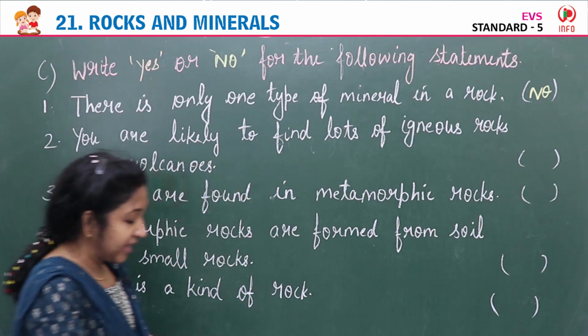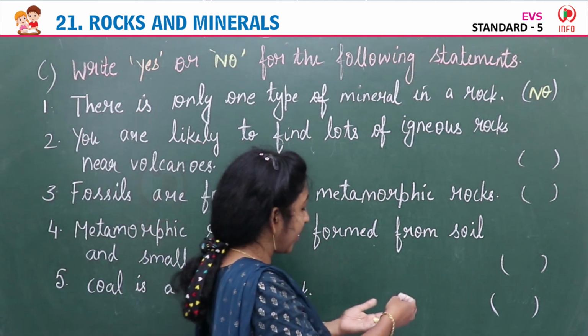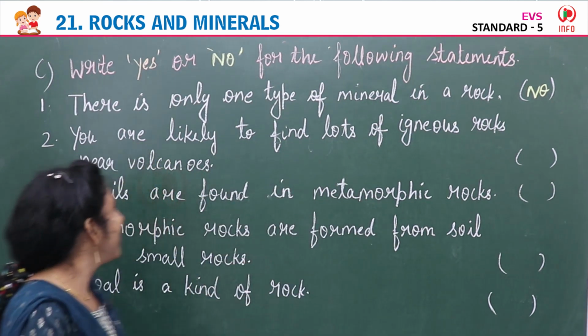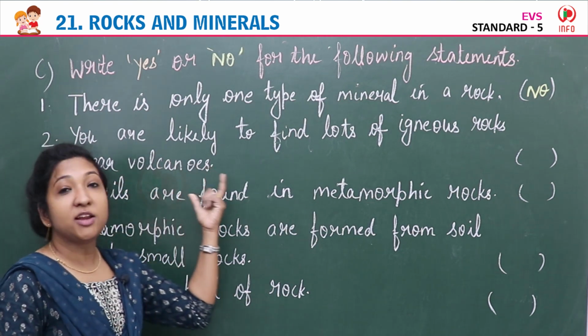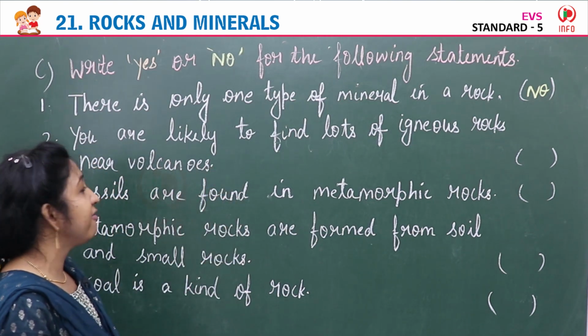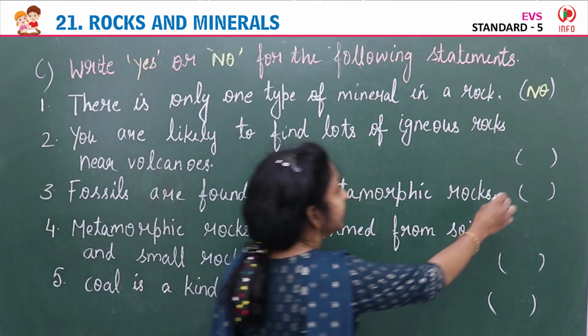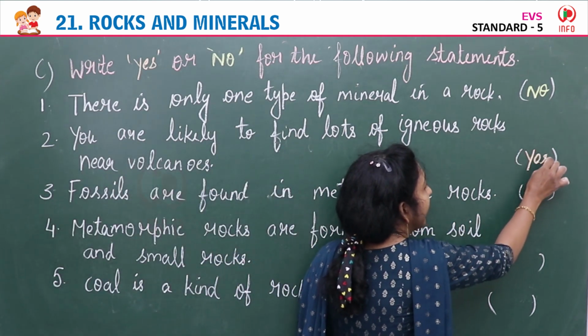So you can write yes in the brackets. Okay, children. So you are likely to find lots of igneous rocks near volcanoes is a correct statement. So write yes in the brackets. Y-E-S. Yes.